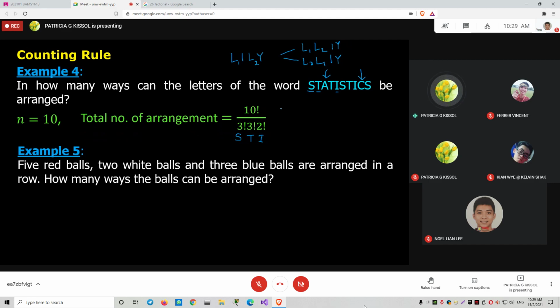So therefore we need to divide it accordingly. So from here, we get 50,400 ways. So any cases where it has similar letters, you need to divide by its factorial depending on how many are the same. Is that clear?